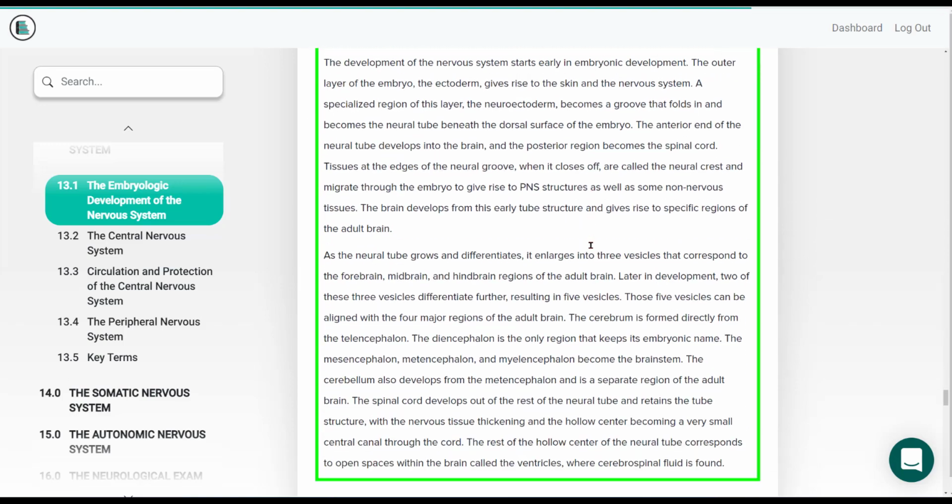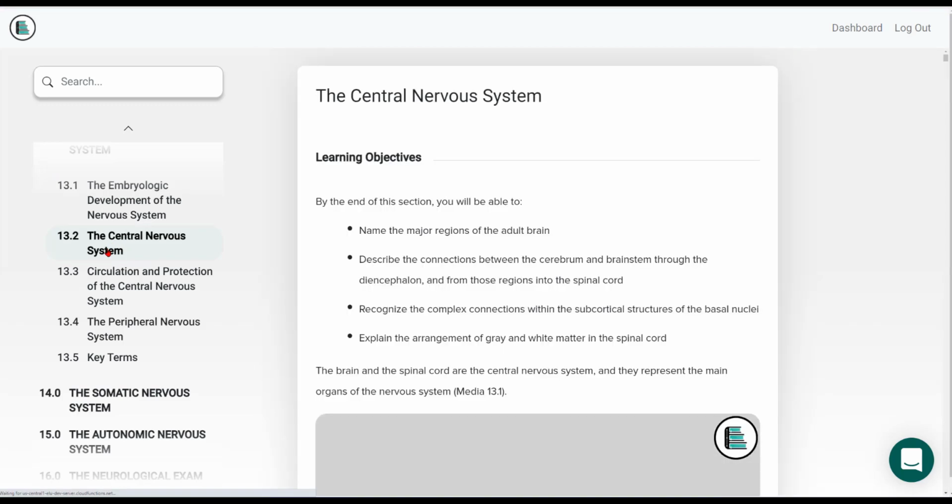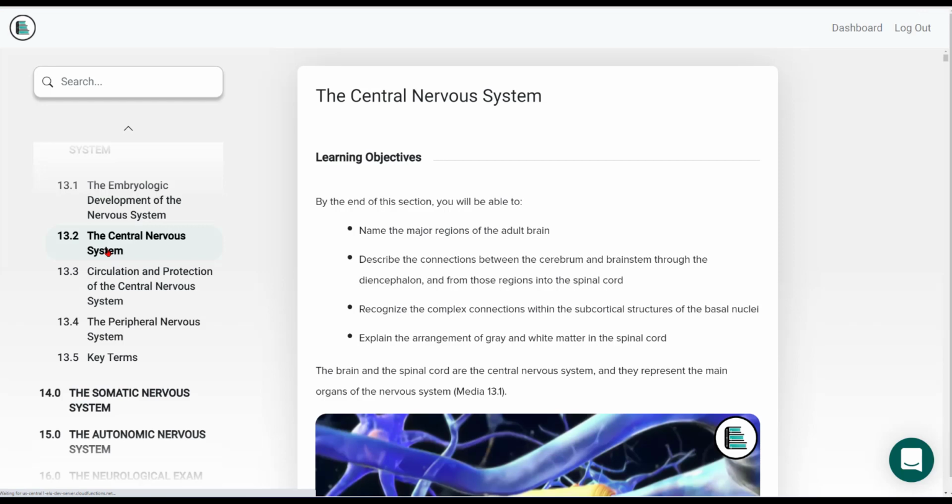So that's the end of 13.1, and most of our time is going to be spent here in 13.2, where we're looking at the brain, the regions of the brain, the internal regions of the brain, and then finally the spinal cord. We'll also be looking at the arrangement of gray matter and white matter. Recall I discussed that last time. White matter in the central nervous system is tissue that is rich in myelinated axons, and gray matter, recall, are areas that are rich instead in cell bodies and dendrites.